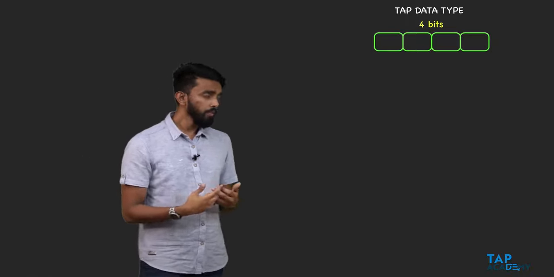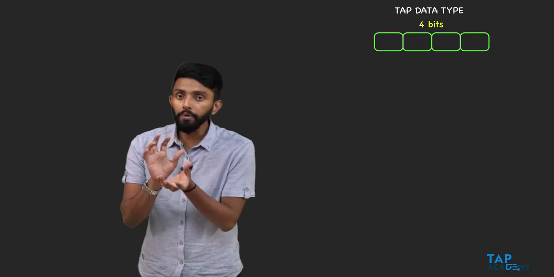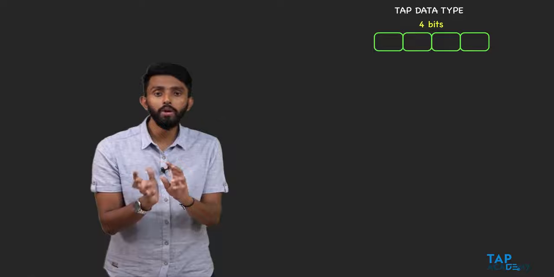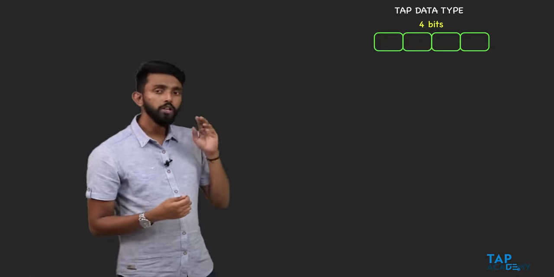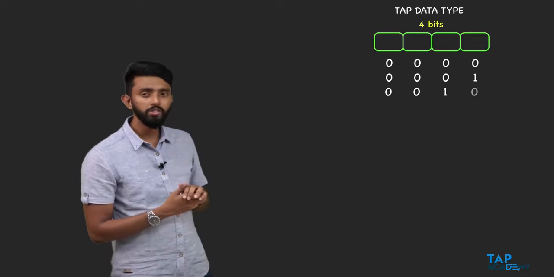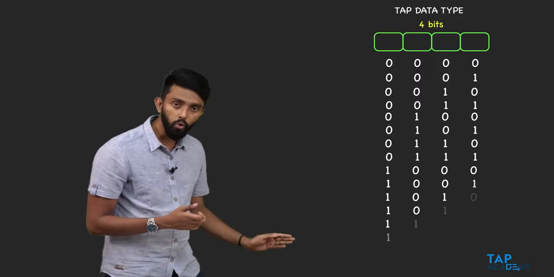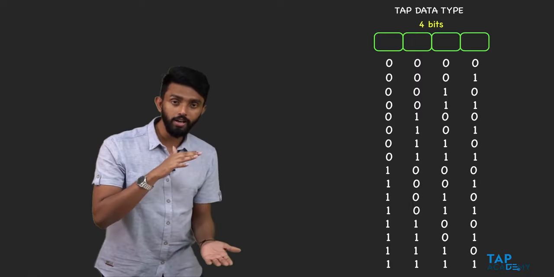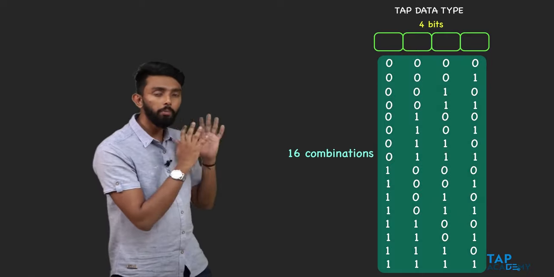Now, how will I decide what is the range of values which can be stored in that 4 bits? Well, that totally is determined by the different combinations of zeros and ones you can store in that 4 bits. Now, what do I mean? For example, one combination can be 0000, right? Next can be 0001, 0010, 0011, 0100. Like that, if you go till you reach 1111, that is the last combination, you will notice you will have a total of 16 combinations.